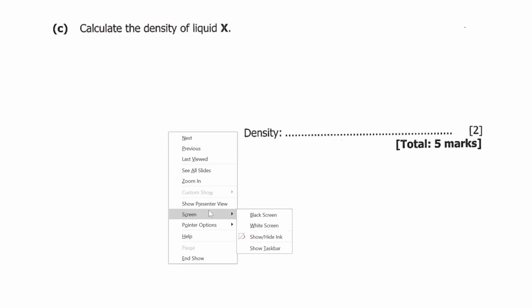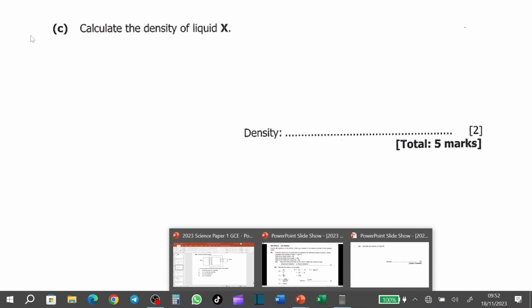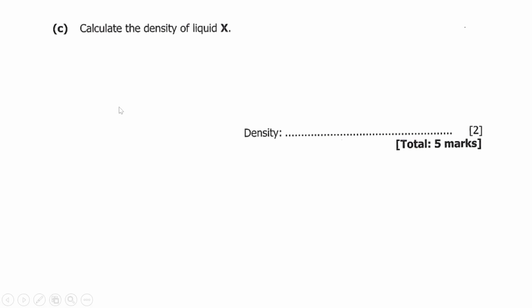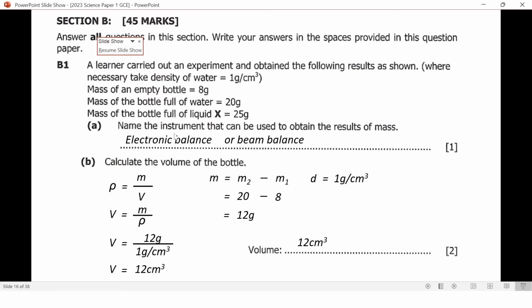Then we'll move to part C, calculate the density of liquid X. So they want the density of liquid X. So we'll look for the density of liquid X. When we check here, the mass of the bottle full of liquid X. For us to find the density of liquid X here, first of all, we need to know what is the mass of liquid X.